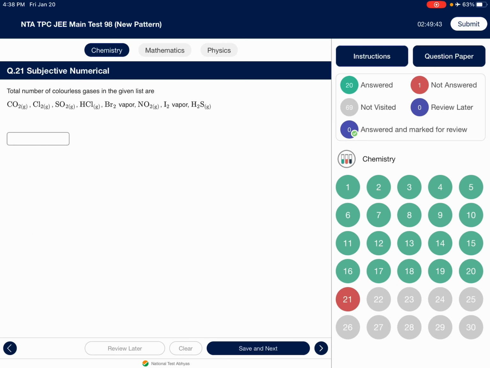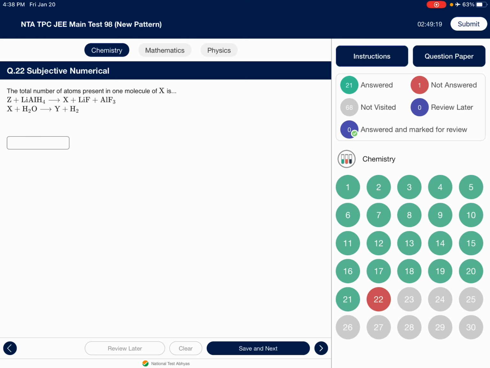So option B. Total number of colorless gases in the given list: CO2 colorless, SO2 colorless, HCl colorless. Chlorine is light green, so avoid Cl2. Forget Br2, NO2, I2. H2S is colorless. So 1, 2, 3, 4.